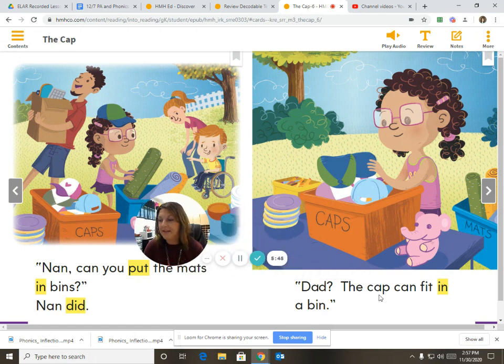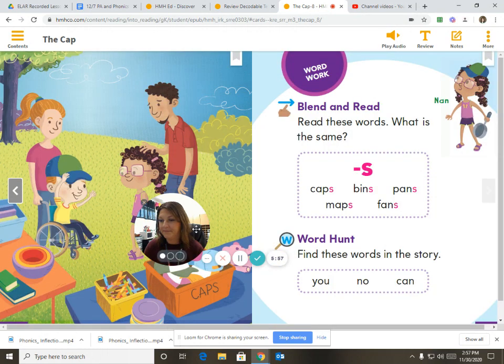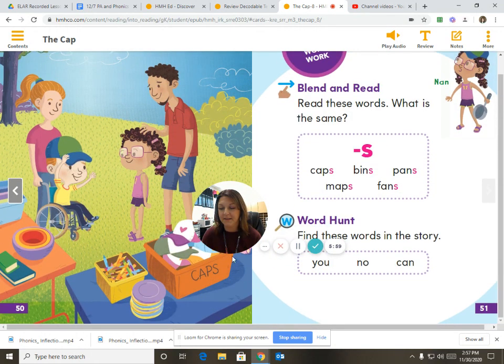Dad, the cap can fit in a bin. Read that again. Dad, the cap can fit in a bin. Good job.